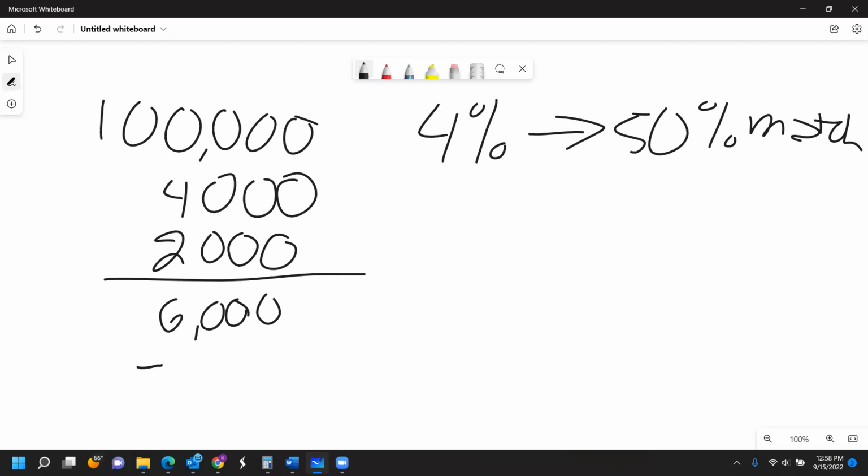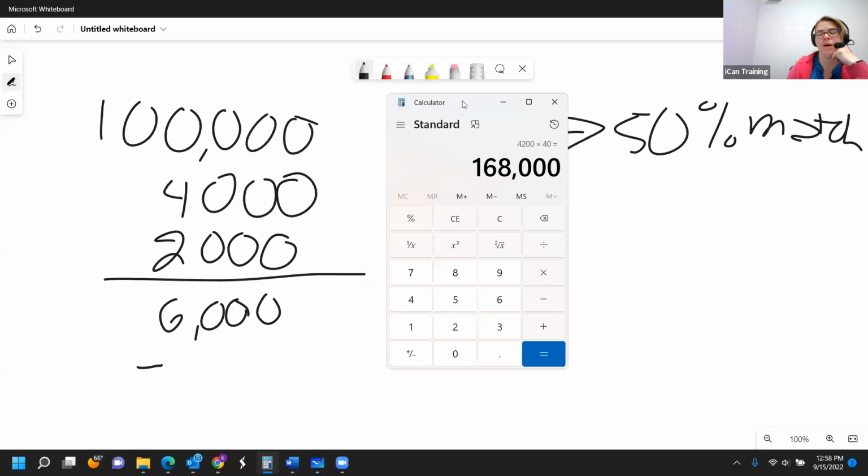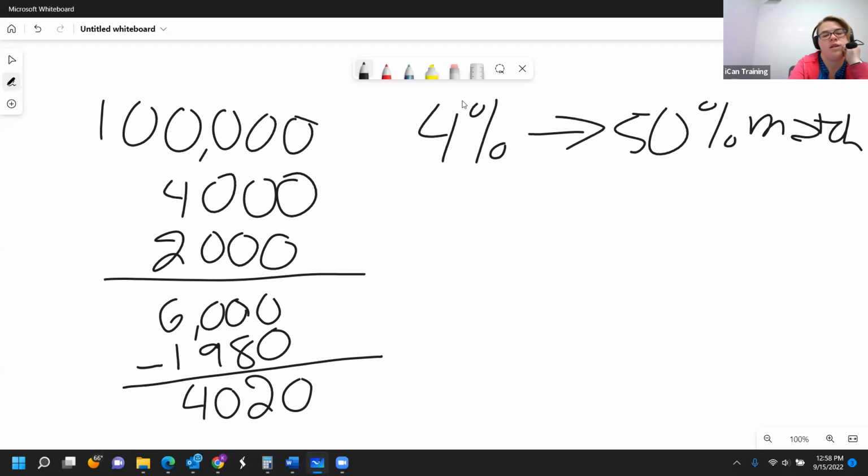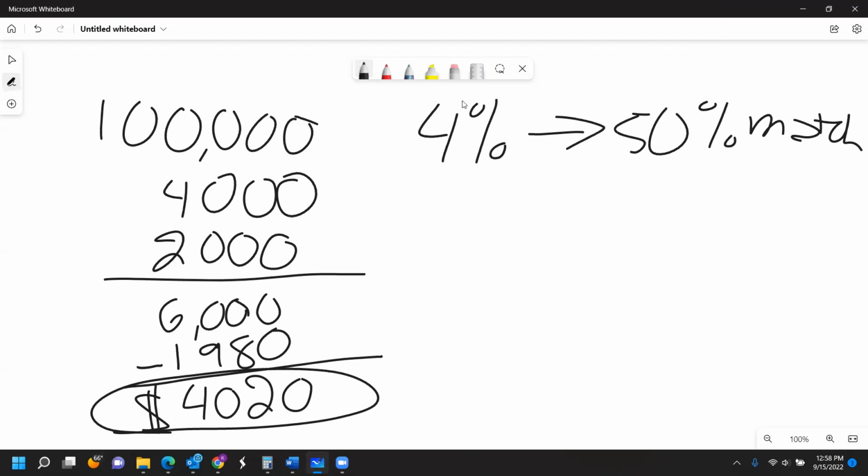So if you're losing a third of this, let me bring up my calculator, because I can do the math in my head, but it's more powerful if you guys see it. So $6,000, right? Times 0.33 is 1,980. Minus 1,980. That's what you're left with in your account right there. Can somebody tell me what happened to the match? It disappeared.